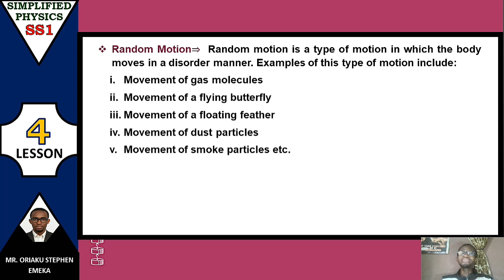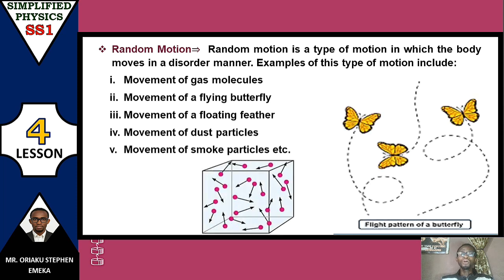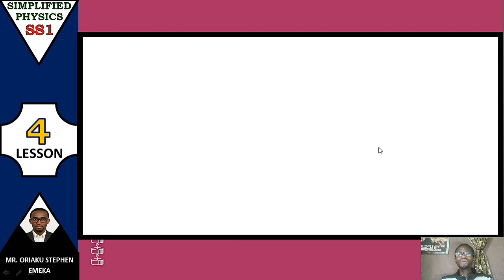So these are examples of random motion. You can see the picture there. This is how gases move. They move in random directions, different directions. So let's go to the next one.